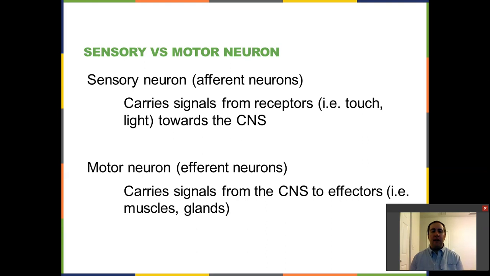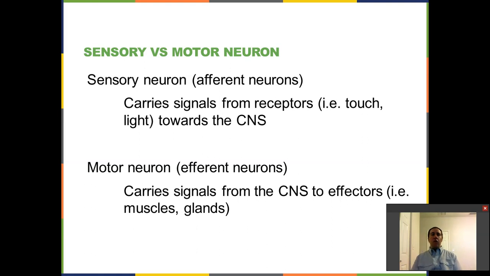In most cases, it's going to be carrying those signals to muscle, in which case motor makes sense. But notice that the little definition here says it carries signals to effectors. Effectors are things that are going to carry out the command of the central nervous system. That can be muscles, but it can also be a gland.